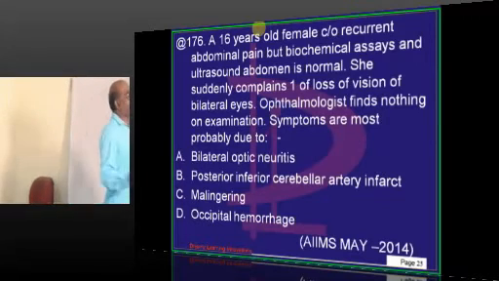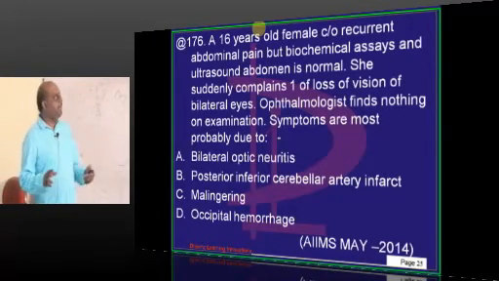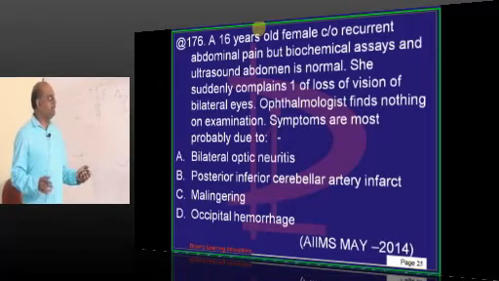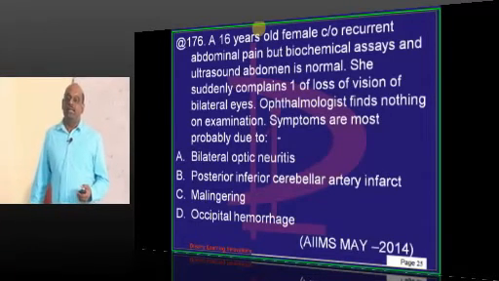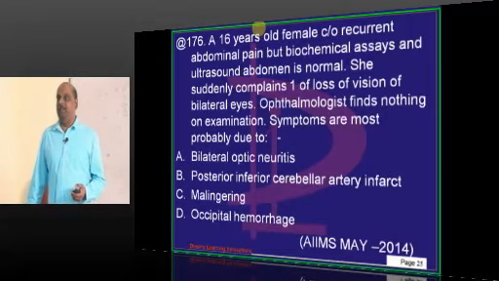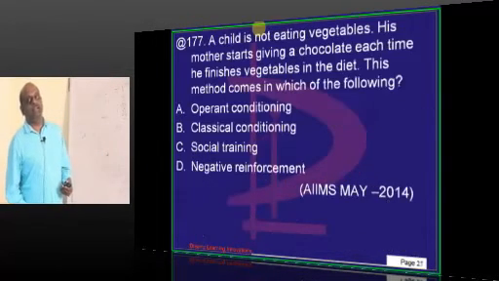16-year-old female, recurrent abdominal pain, ultrasound is normal, suddenly tells that there is a loss of vision. What is the possibility? Any sudden bilateral loss of vision in a young female, you should suspect the possibility of hysteria, malingering, etc., etc.